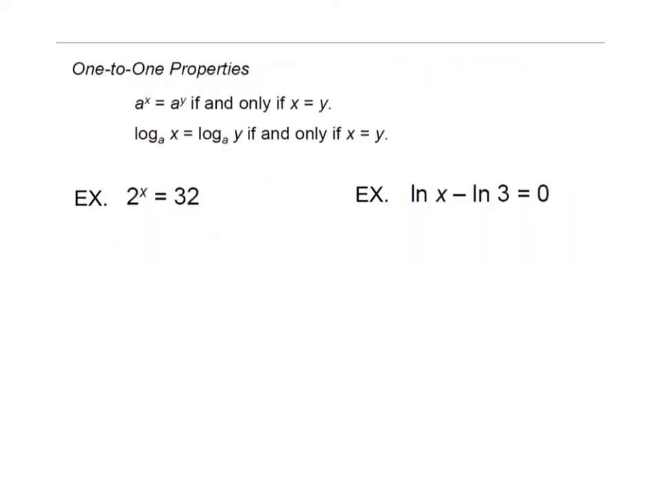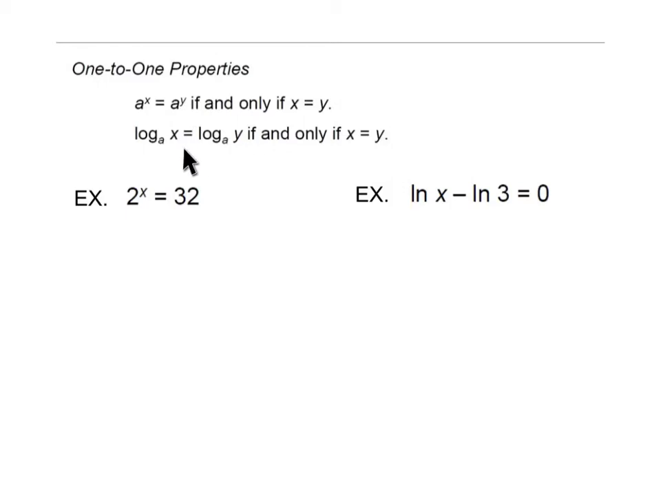Once again, we're going to use the one-to-one property as our first strategy. What this says is that if the bases are the same in both of these, a to the x equals a to the y if and only if x equals y. Both of these have to be true. So if I can write both sides of the equal sign with the same base, then I can say that the exponents are equal.